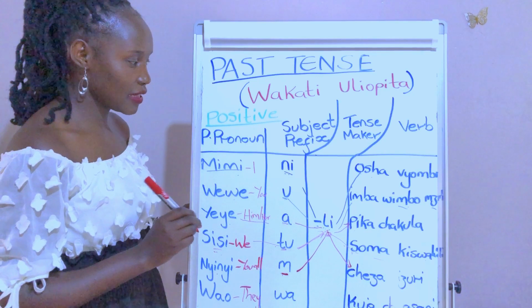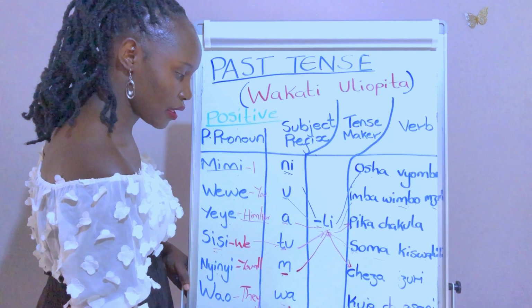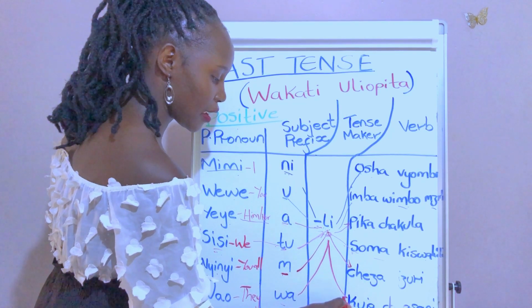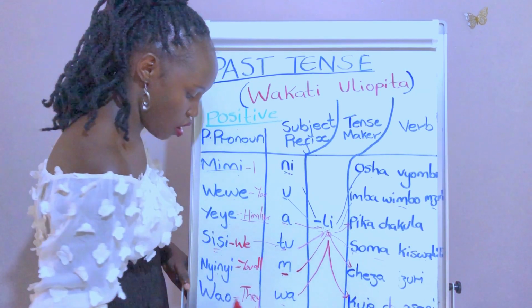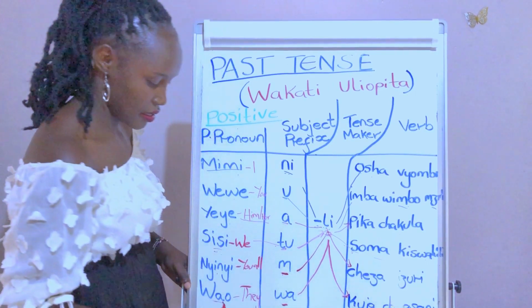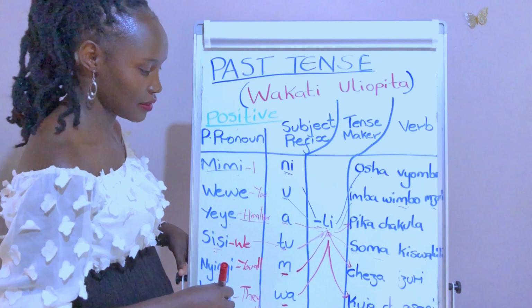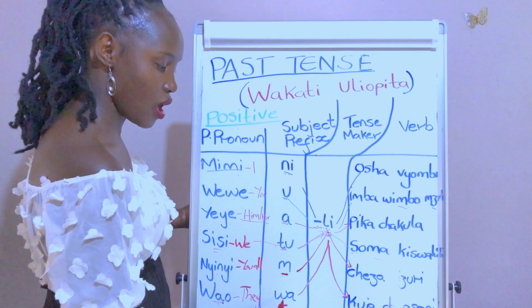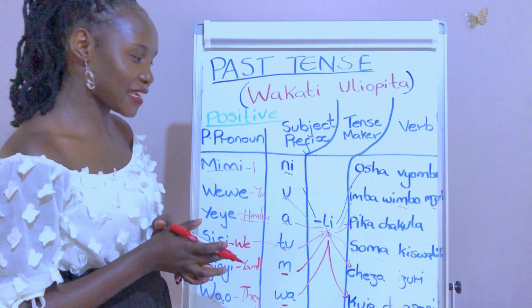And then our last sentence in positive form, we have wao, subject prefix wa, and then tense marker li for past tense, then our verb. So, wao walikuja darasani. They came to class. Still, you can do away with the personal pronouns and then you just go with the subject prefix. So you can say walikuja darasani. It is still a complete sentence in Swahili.